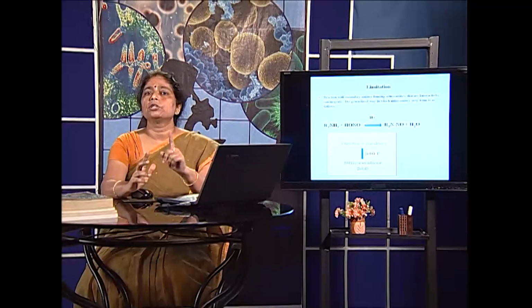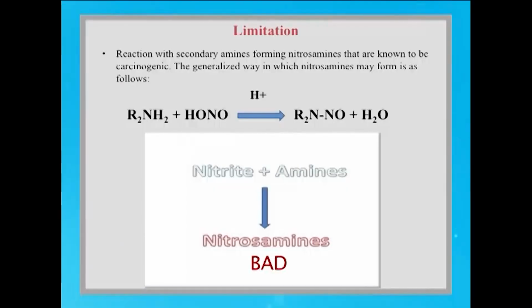The only problem is that whenever we add nitrates or nitrites, if they react with the secondary amines in the food item or in the environment, nitrosamines are formed. These nitrosamines are tagged as bad compounds because they are carcinogenic and may lead to the development of cancer. Therefore, this is a very strong limitation for the use of nitrites and nitrates in food preservation.